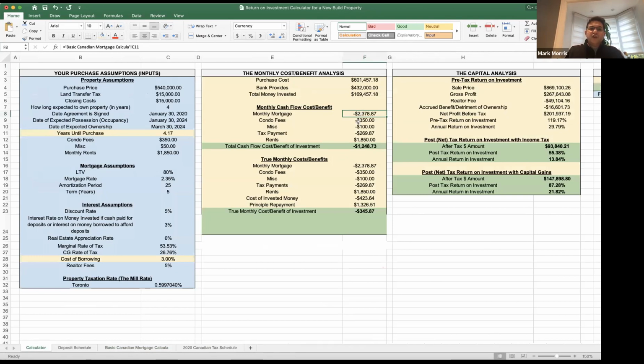Yes, okay. So we have our monthly payment of $2,378, plus we have our condo fees of $350. Note, it's just dragging it from here. We have our miscellaneous payments of, oh, that's weird. So let's take that.